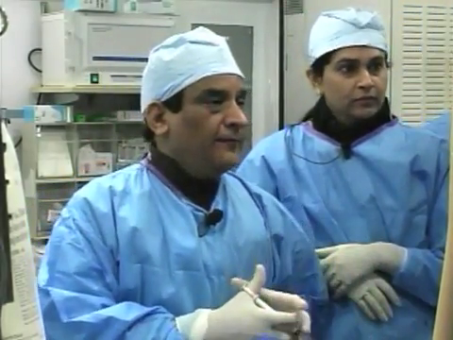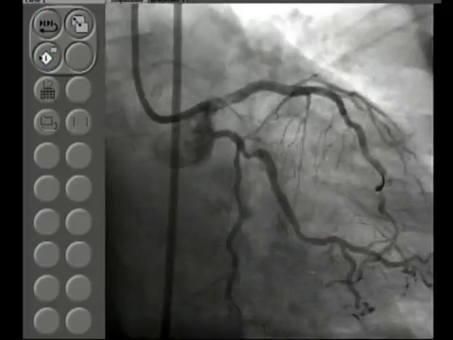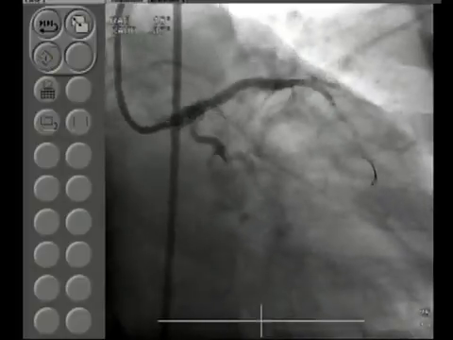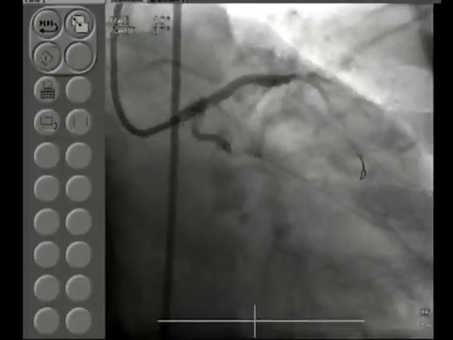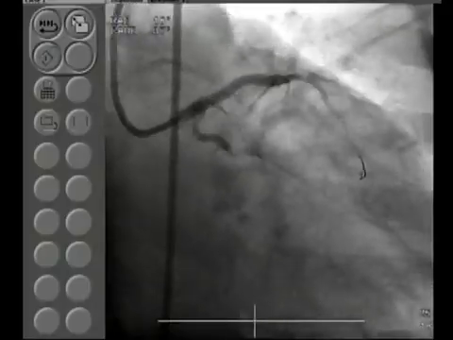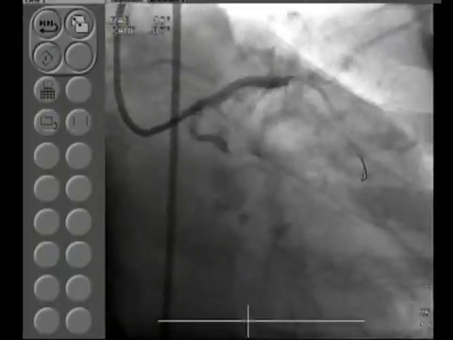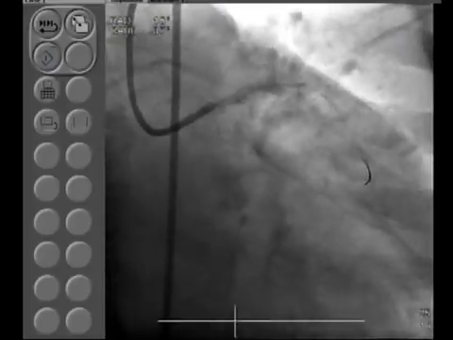With that note, I think we are reaching the time, and if it's okay, this is the last picture. You can see it nicely expanded. We have a very small area which we can do offline, just a little dilatation of the mid LAD stent, and we need to put a stent in the circumflex.